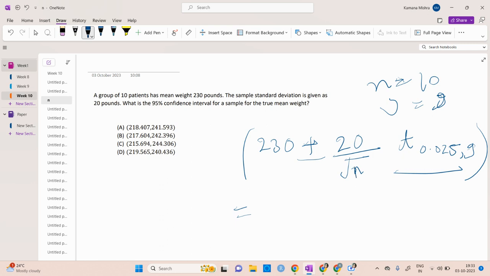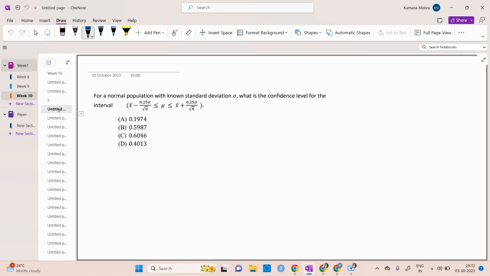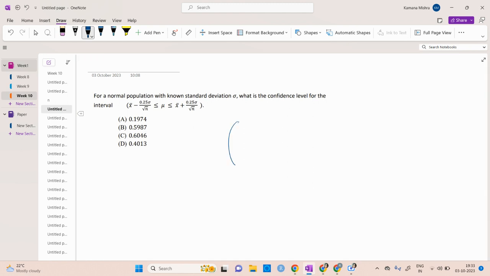You can write here 230 plus minus 20 divided by root 10, and then 2.262. So now you can solve this. Right. Now the next question here is, for a normal population with known standard deviation, what is the confidence interval for this? Right. So you have given.